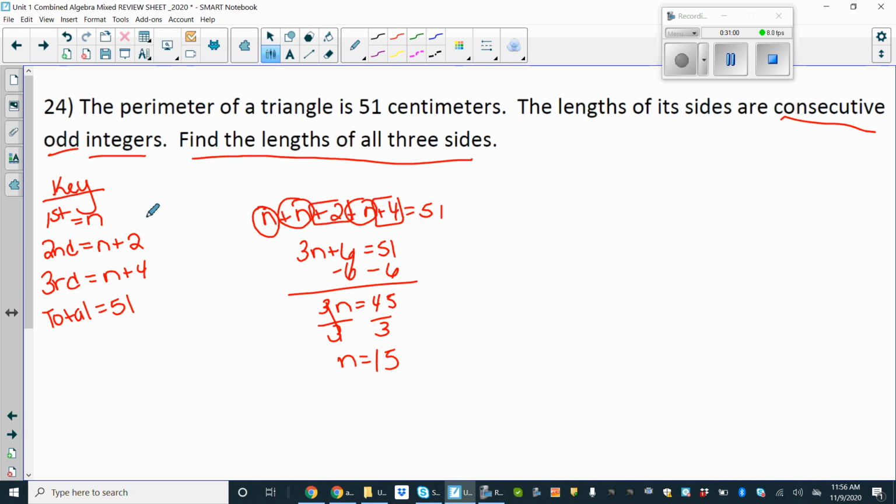So they want the length of all sides. The first side is just n, so it's 15 centimeters. To get n plus 2, you substitute in 15 plus 2, and you get 17 centimeters. And for n plus 4, you get 15 plus 4, which is 19 centimeters. And that would be your answer.